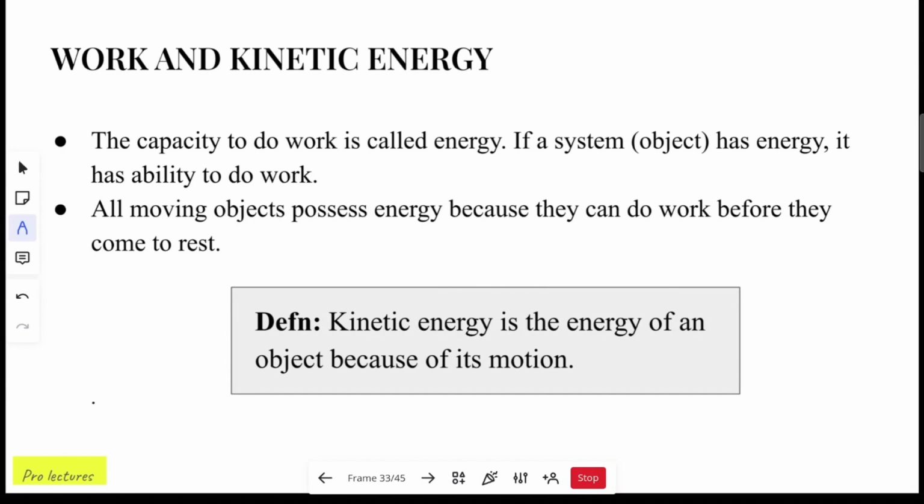Consider a car moving on a road. It uses the chemical energy of fuel, petrol or diesel. It can push an object when it comes to some distance. So there is some work done. All moving objects possess energy because they can do work before they come to rest. And we call this energy kinetic energy. So kinetic energy is the energy of an object because of its motion.